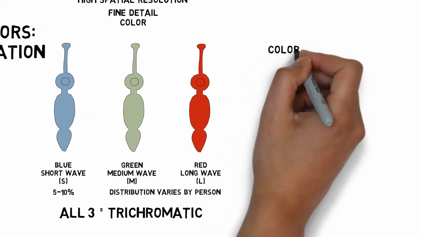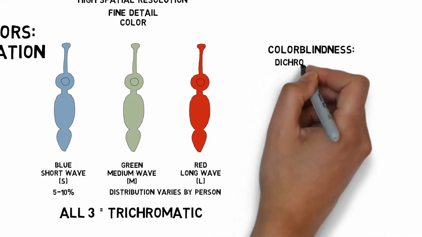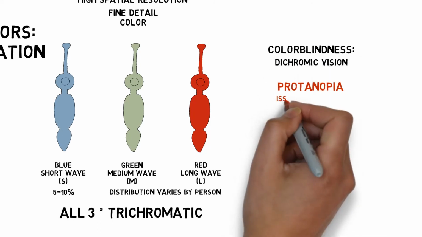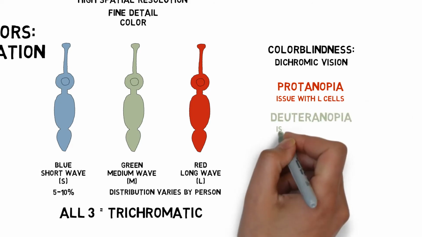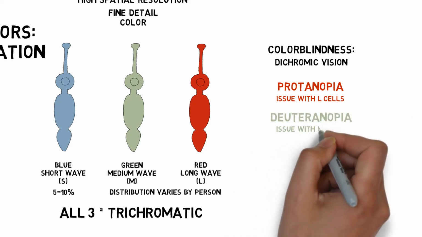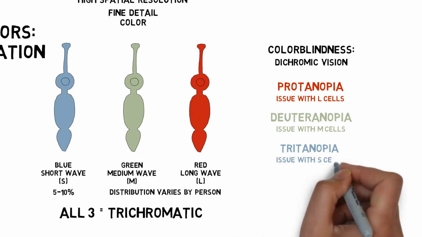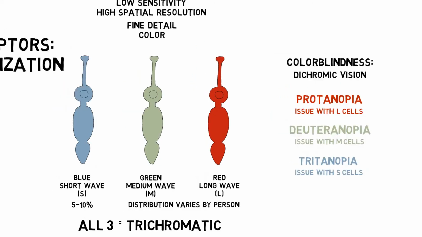Color blindness is due to errors in the different kinds of cone cells. All of these individuals have dichromatic vision. Protanopia is from an issue with the L cone cells, while deuteranopia arises from impaired M cone cells. Both of these result in red-green color blindness. Tritanopia, however, is very rare as it impedes the S cone cells and results in blue-yellow color blindness.